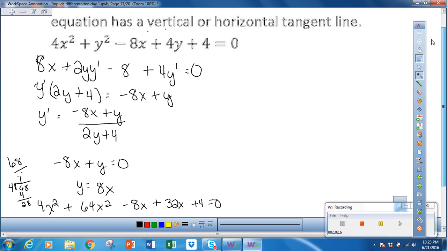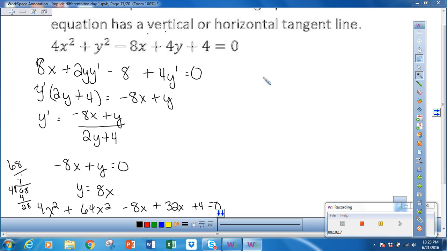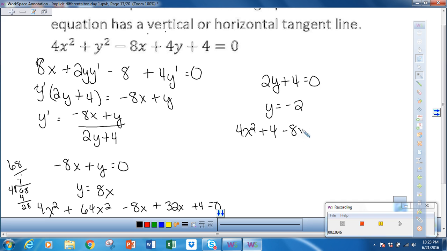Now, to find the vertical tangent line, I have to set 2y plus 4 equals 0. And, well, that one's easy to solve, and that gives us y is equal to -2. And when y is equal to -2, we have to find the value of x. So we get 4x squared plus 4 minus 8x minus 8 plus 4 equals 0.